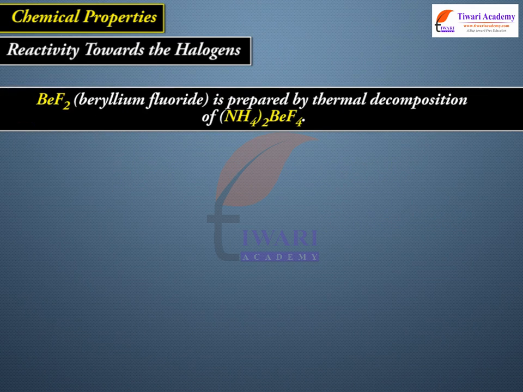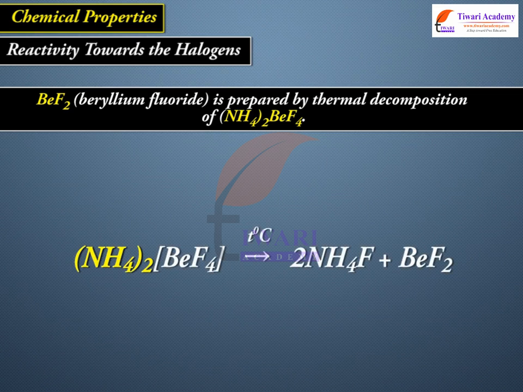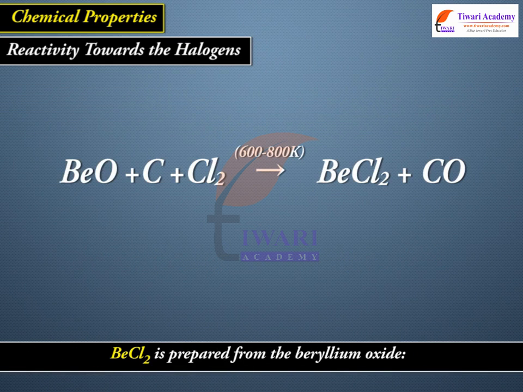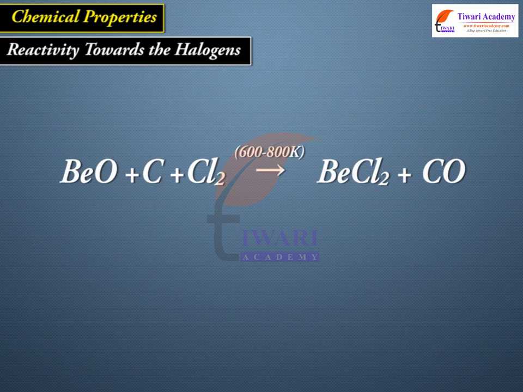BeF2, beryllium fluoride, is prepared by thermal decomposition of (NH4)2BeF4. (NH4)2BeF4 at T °C gives 2NH4F + BeF2. BeCl2 is prepared from the beryllium oxide. BeO + C + Cl2 at 600 to 800 K give BeCl2 + CO.